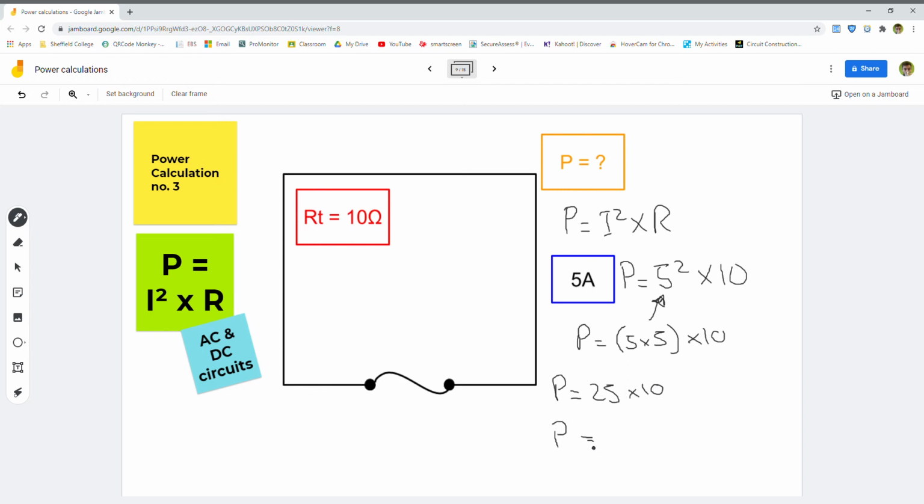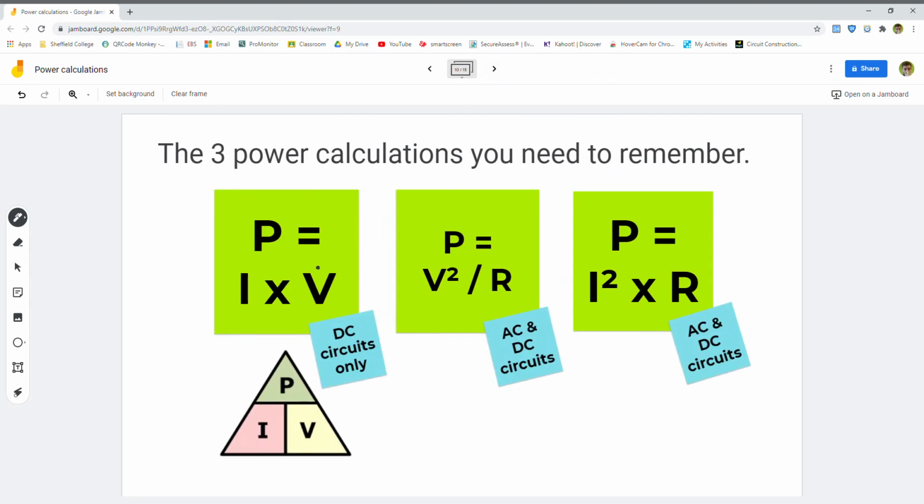P equals 250 watts. Excellent. So that's the calculation for that one. So it's worth noting down all three of these calculations.